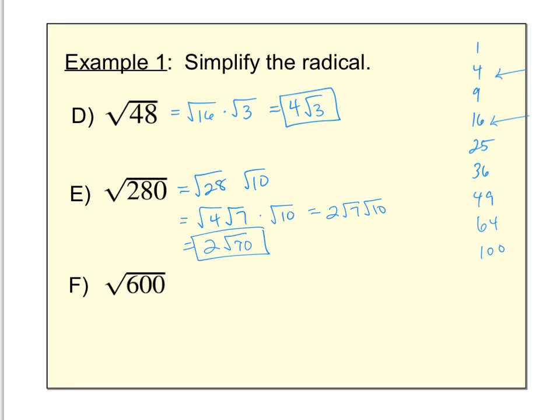So let's think about 600. I know 100 divides into that, and 100 is a perfect square. So 100 times 6 is 600. The square root of 100 is 10. I don't think any perfect squares divide into 6, and so 10 root 6 is my final answer.